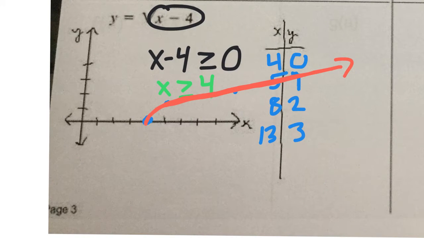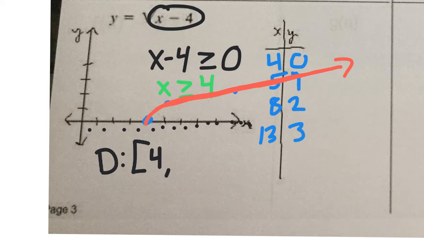So now what is my domain? What's the list of possible x values? Well, again, we couldn't plug in anything that was less than 4. So my smallest x value that worked was 4, and that's included. What's the greatest x value? Well, the graph continues in the right direction forever, so it's positive infinity.